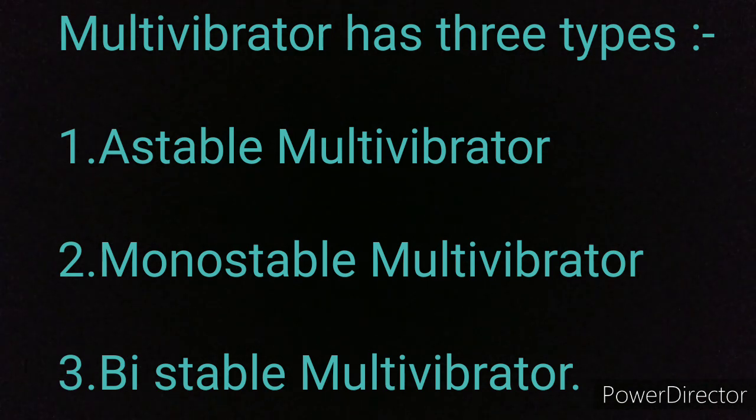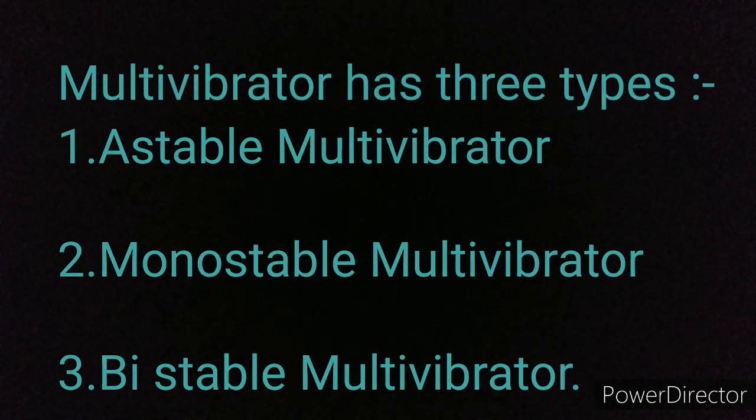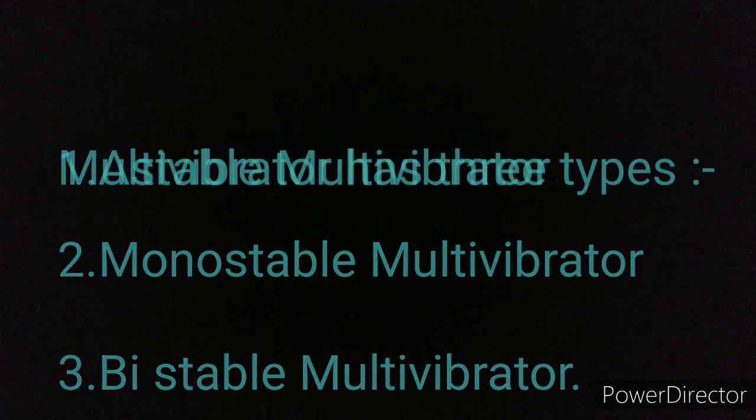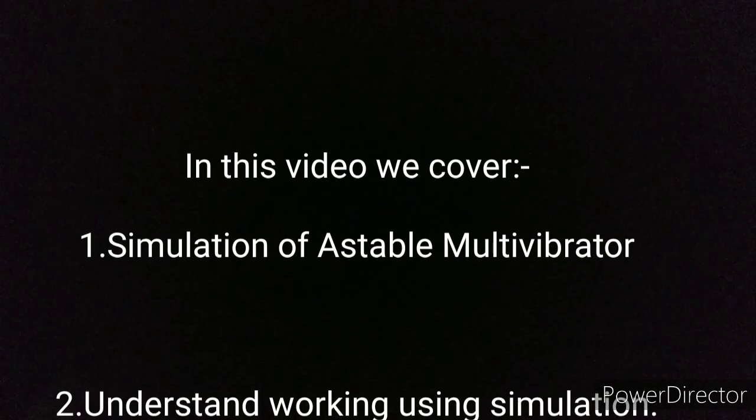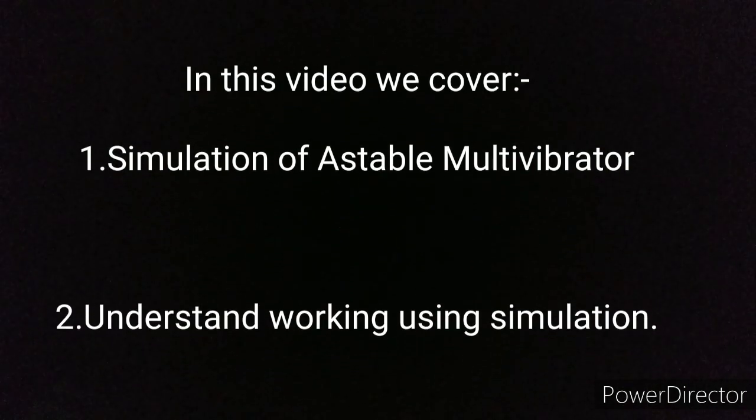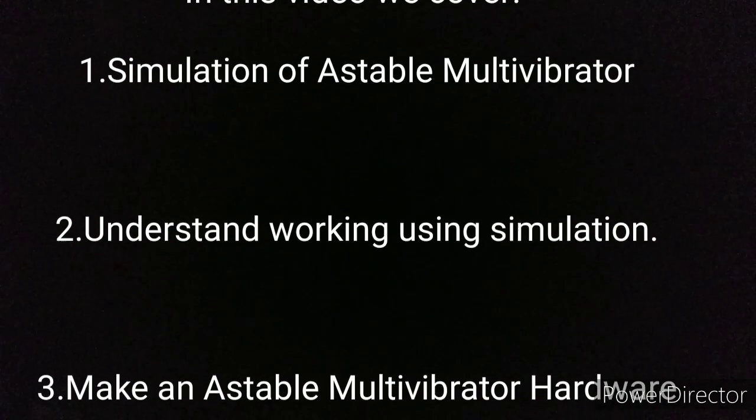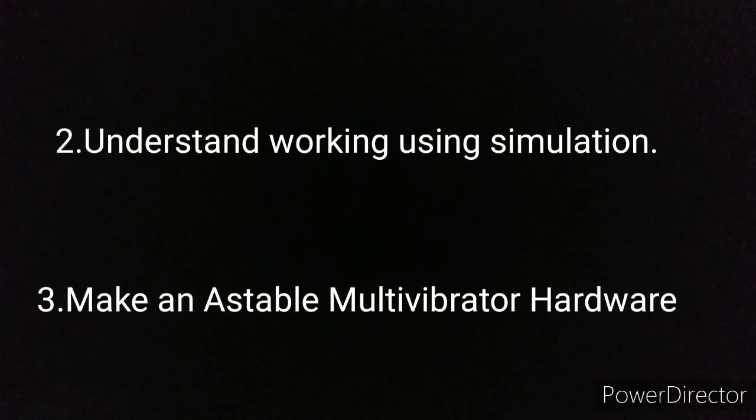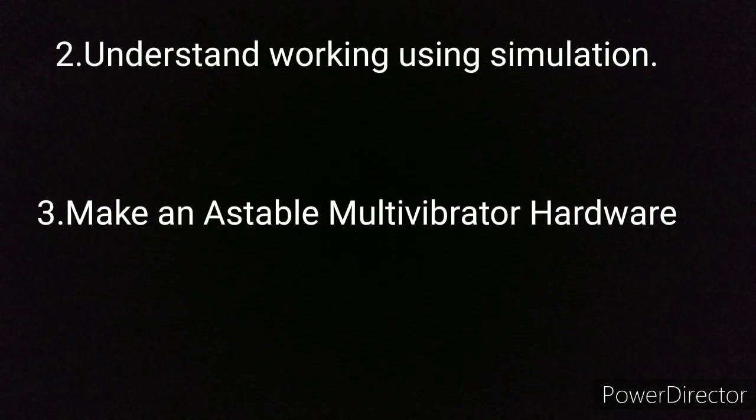Second one is monostable multivibrator. In that case, only one state is stable, another one is unstable. And if we go to the bistable multivibrator, both states are stable. So in this video we will cover only astable multivibrator, and we can also do simulation on the circuit that we can use to make an astable multivibrator. And after that I'll also go through practically on this topic.